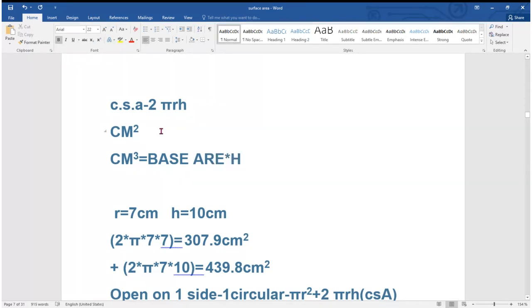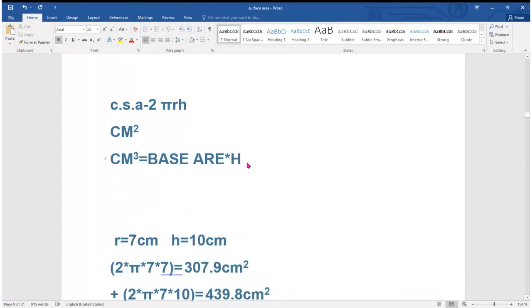Now, what is the base of the cylinder? It is circular. That's why we use pi. So to find the base area, the area of the base is circular here. How do you find the area of a circle? It is pi r squared. Pi r squared. So I come here.